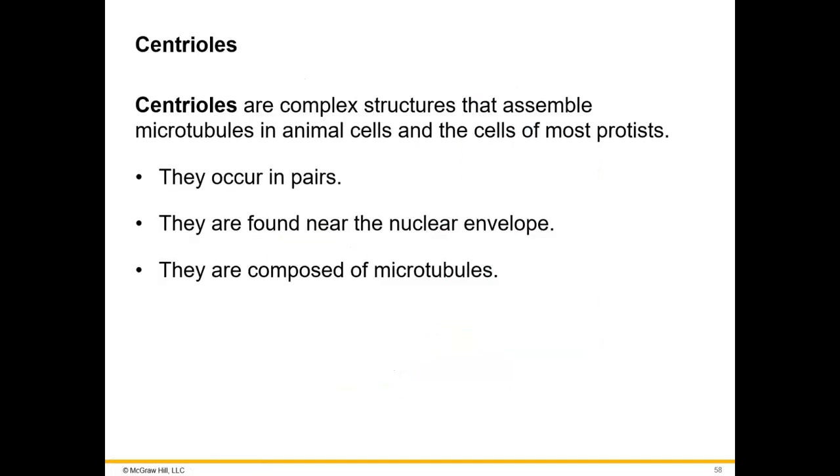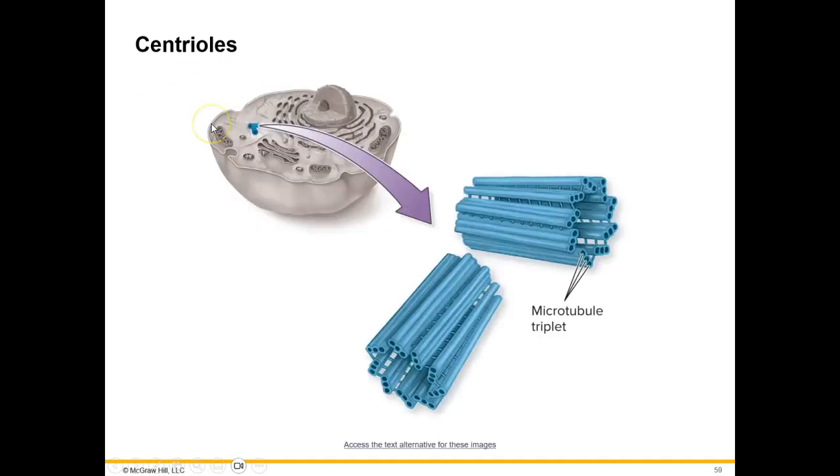And we have our centrioles. These are the complex structures that actually assemble those microtubules in the cytoskeleton. They are in animal cells and also the cells of most protists. They occur in pairs, usually found near the nuclear envelope of the nucleus. And they are themselves composed of microtubules as well. So, microtubules making microtubules. But the source is the centriole.